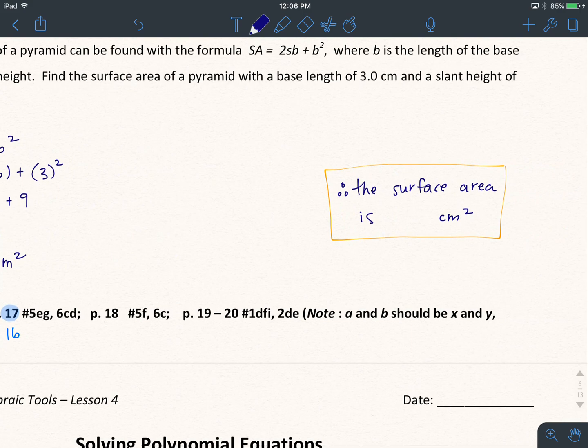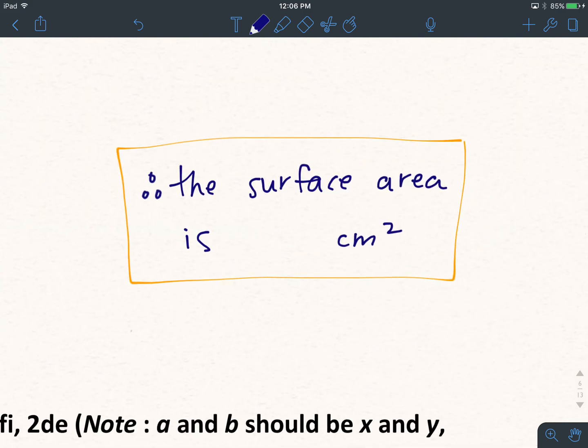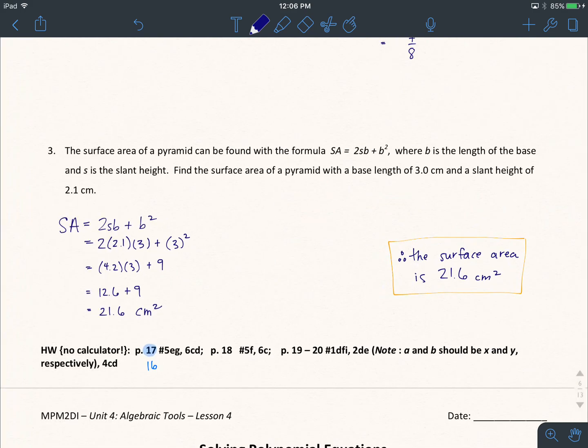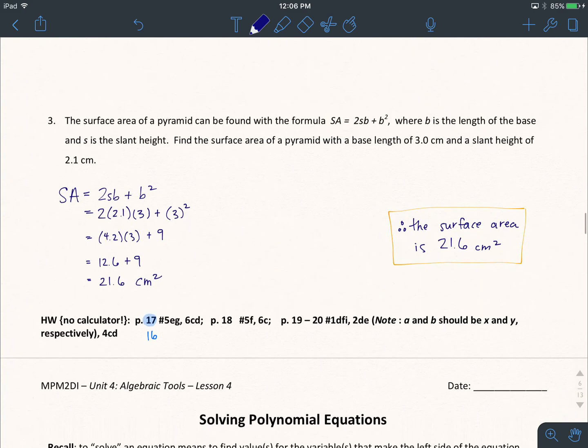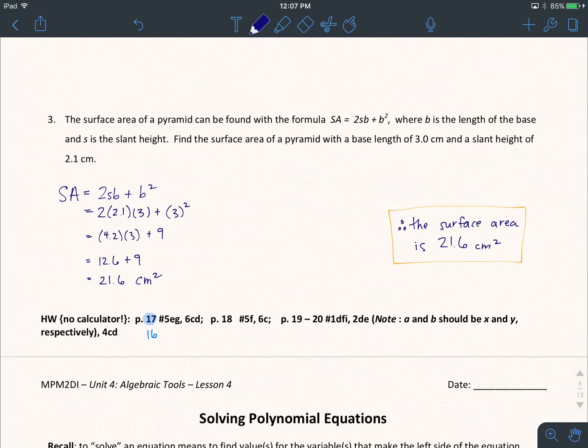And as with word problems, we always need to have a little therefore statement. So therefore, the surface area is 21.6 centimeters squared. Now I know I moved through that one fairly quickly, but again, I'm substituting in values that I know. The question itself told you what b and s were equal to, and then it went on to provide you with a base length and a slant height. So there you go. On purpose, we make these numbers straightforward enough that you can multiply them without a calculator, which, as it says here at the start of the homework, you need to do.